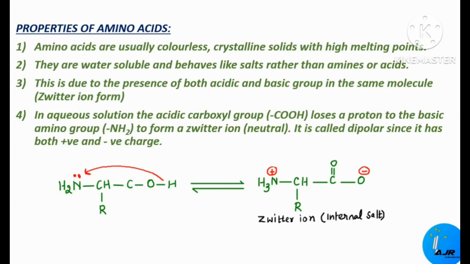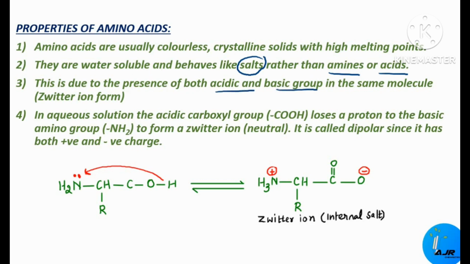Understood, students? Next, we shall see the important thing, that is the properties of amino acids. These amino acids are usually colorless. They are crystalline solids with high melting point. They are soluble in water and behave like salts rather than amines or acids. This is due to the presence of both acidic and basic groups.